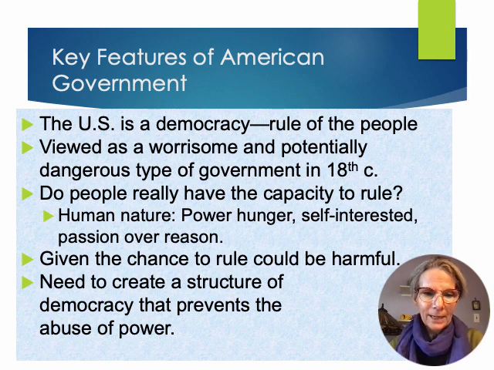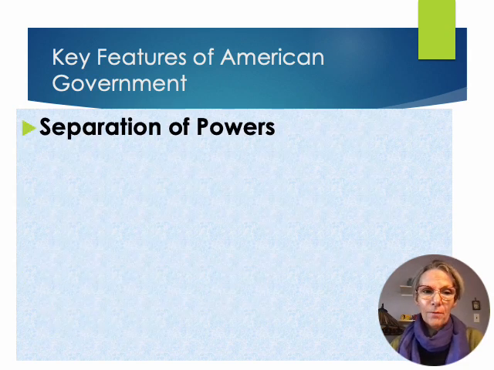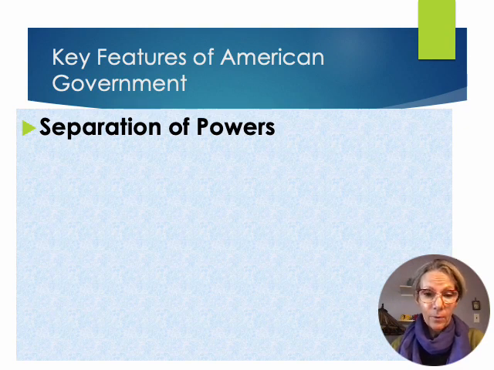So let's take a look at that structure, some of those key features that are embedded in our Constitution that make sure that the government has an eye on the public good, what is good for all Americans, and not just self-serving power grabbing by those who get elected. So one of the key structural features of American government that's designed to place a check on the abuse of power is the concept known as separation of powers.